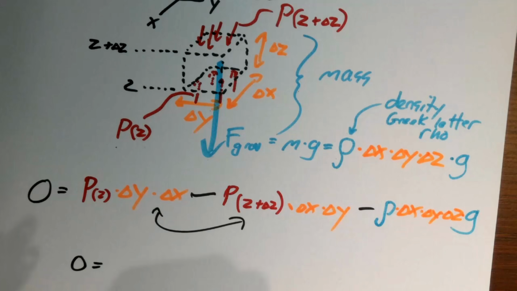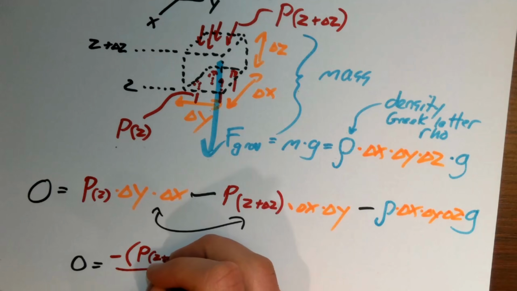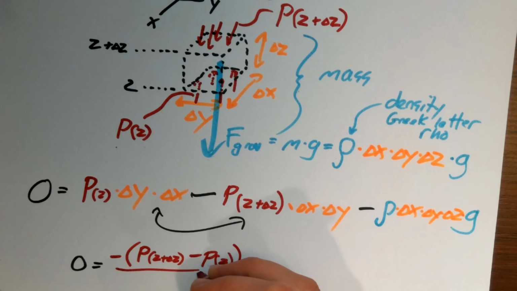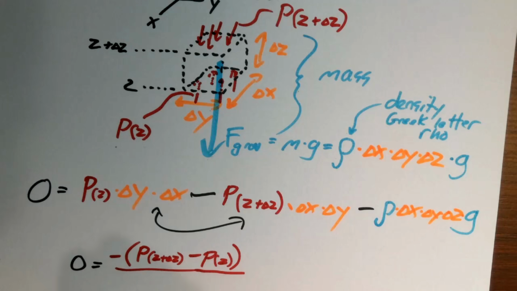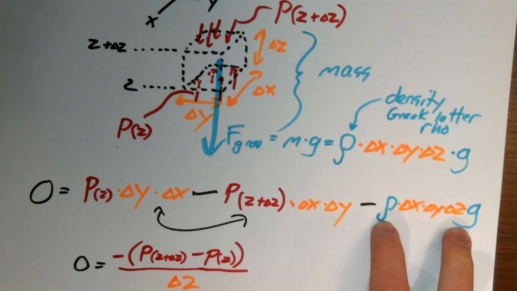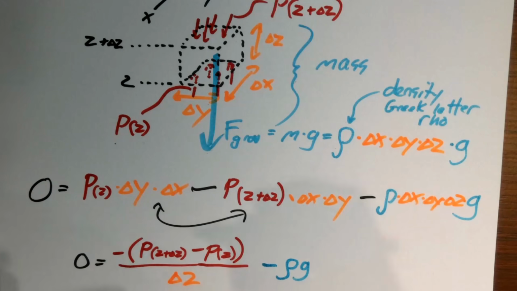I'm going to have 0 equals the delta x's and delta y's. If I divide everything by delta x, delta y, delta z, the delta x, delta y cancel out, so I'm left with just a delta z in the denominator here. And then dividing this by delta x, delta y, delta z, I get just minus rho g here.